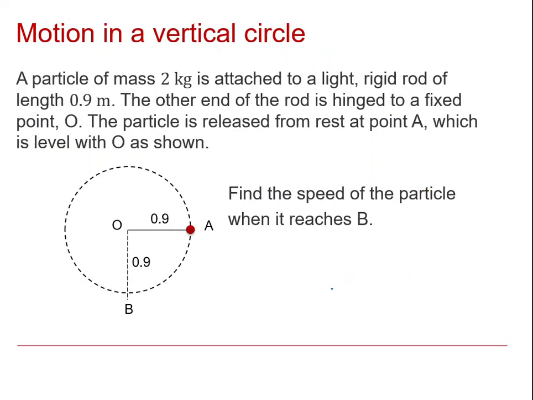Let's consider a very simple case which brings out probably the most important simplification in the problem, which is thoroughly legitimate, as we shall see. Let's take a particle of mass 2 kilograms attached to a light rigid rod of length 0.9 metres. There you see a picture, and the other end of it is fixed at a point O, in a vertical plane. The particle is released from rest at a point A, which is level with O, as you see there, and it falls in a circle down to B. We want to find the speed of the particle when it reaches B.